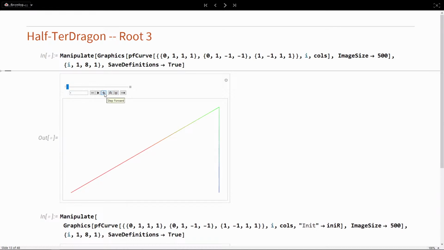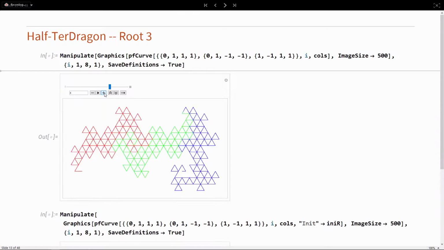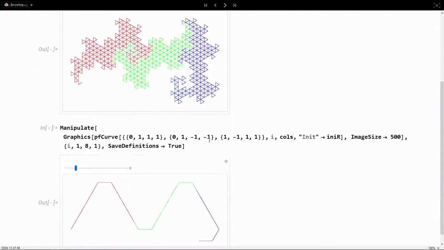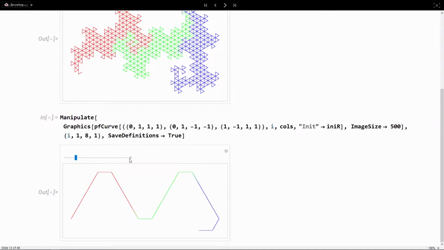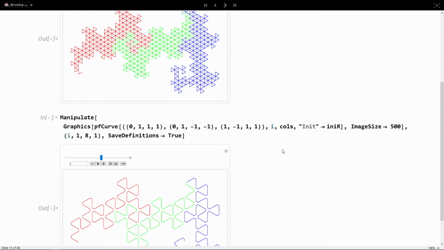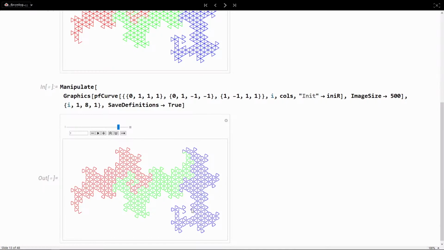So the Half-Terdragon also makes 3 copies of itself, as so. And with rounded corners, it's a little bit easier to see what's going on. Now this is one shape which makes spirals of itself. It has a spiral part here, which you can see in larger iterations.